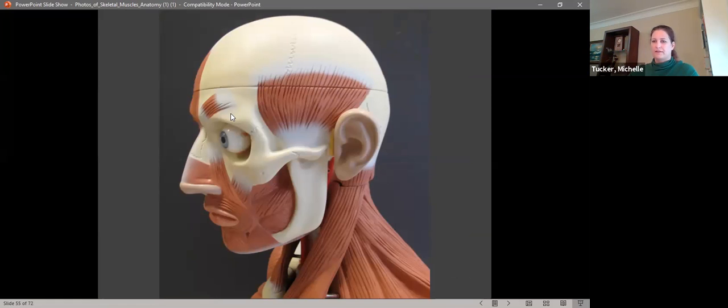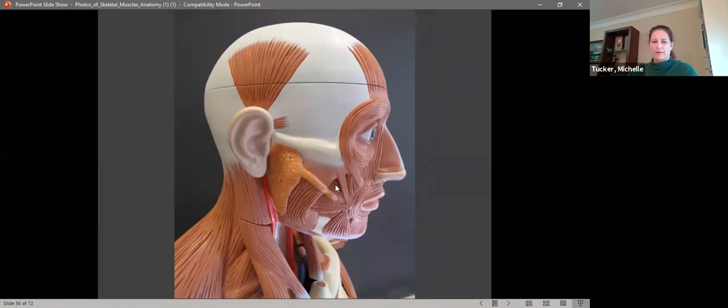And just like we saw on the trunk, we have a deep side and then a superficial side. So on the deep side, you get things like corrugator supercilii, and you get temporalis here, and you get buccinator. And then this is levator labii here. On the superficial side, you're going to get your zygomaticus muscles, and this is masseter underneath. This is the parotid gland.